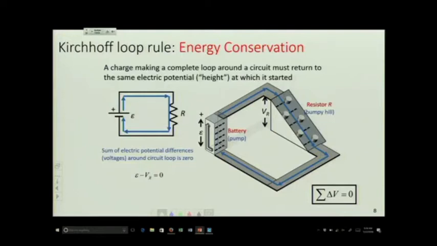I'm gaining potential energy in one, I'm losing potential energy in the other. Now VR, you remember, was from Ohm's law, I times R. So what you say is E minus I times R is equal to 0. Energy conservation. First of all, the fact that they add up to 0 tells me the voltage drop across the resistor is equal to the voltage provided by the battery. And second, the current flowing through the resistor is going to be the voltage provided by the battery divided by the resistance. So if I know the voltage of the battery and the resistance, I know the current flowing through.